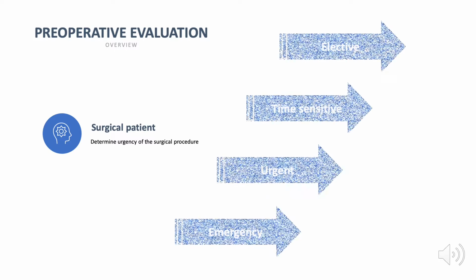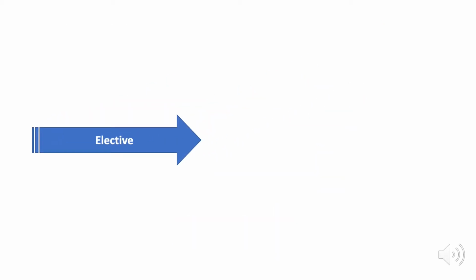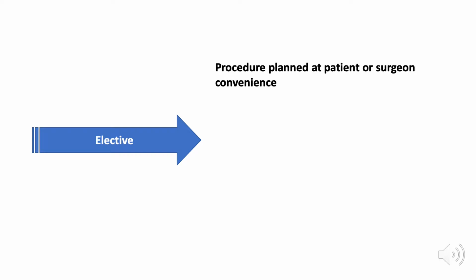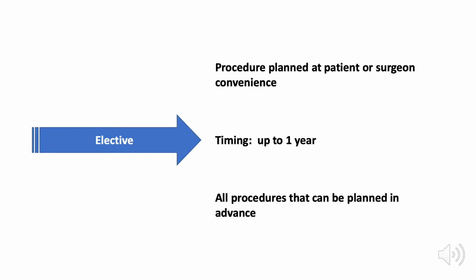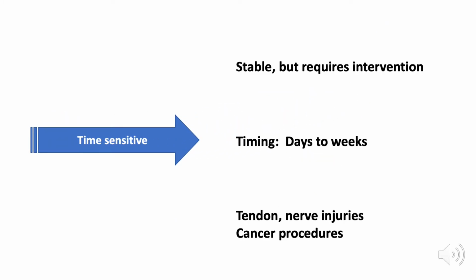For the surgical patient, this determines the urgency of the surgical procedure. So we do have 4 types of procedures: the elective, time-sensitive, urgent, and emergency. For elective cases, these are procedures that are planned at the patient's or surgeon's convenience, and the timing can be up to a year, and all procedures that can be planned in advance. Time-sensitive procedures are stable but require intervention. Timing is not 1 year, but only days to weeks. Examples of which are tendon and nerve injuries, and cancer procedures.